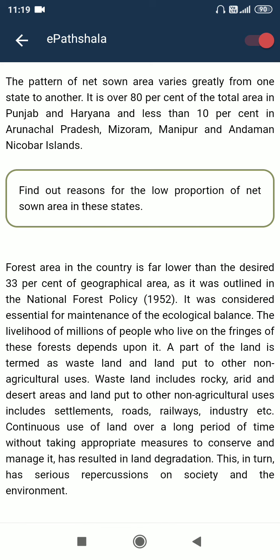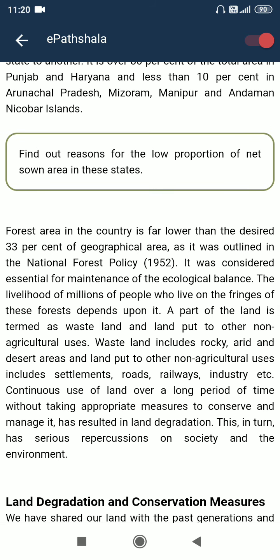A part of the land is termed as wasteland and the land put to other non-agricultural use. Wasteland includes rocky, arid, and desert area, and land put to other non-agricultural use includes settlement, roads, railways, industry, etc. Continuous use of land over a long period of time without taking appropriate measures to conserve and manage it has resulted in land degradation. This in turn has serious repercussions on society and the environment.